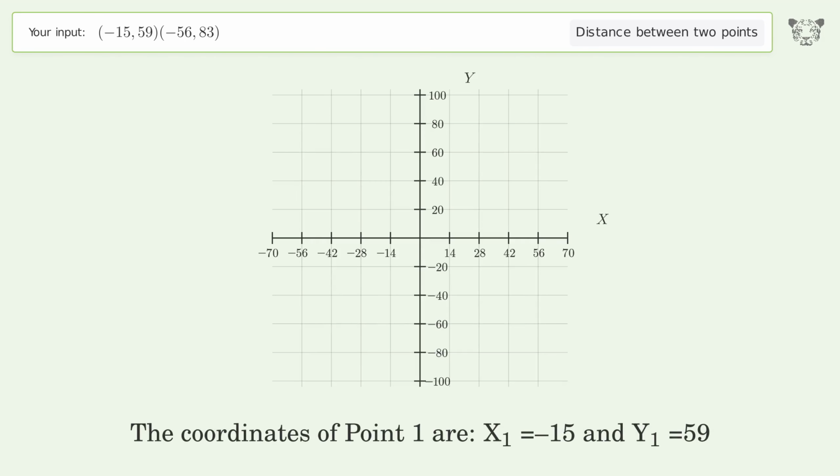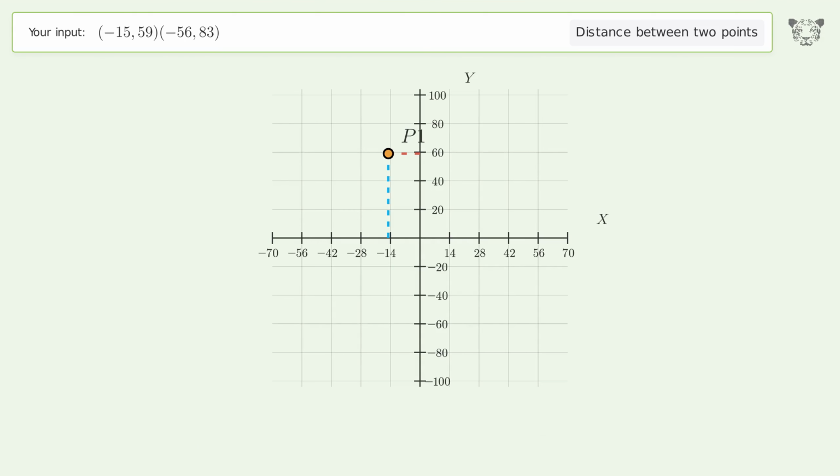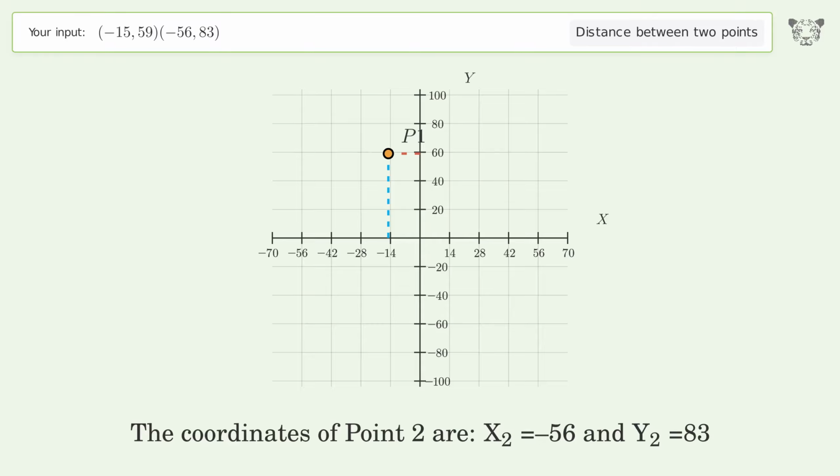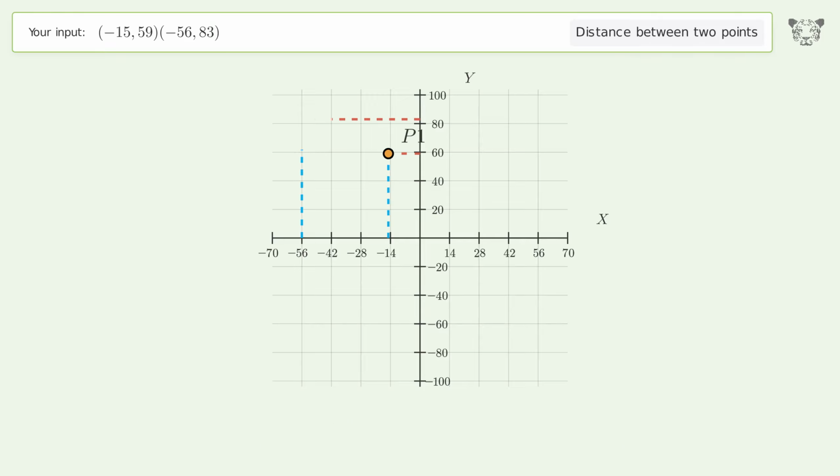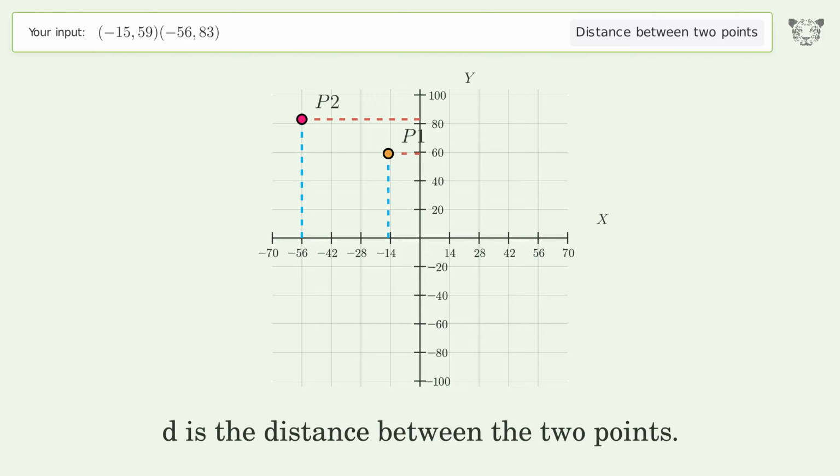The coordinates of point 1 are, x1 equals -15 and y1 equals 59. The coordinates of point 2 are, x2 equals -56 and y2 equals 83. D is the distance between the 2 points.